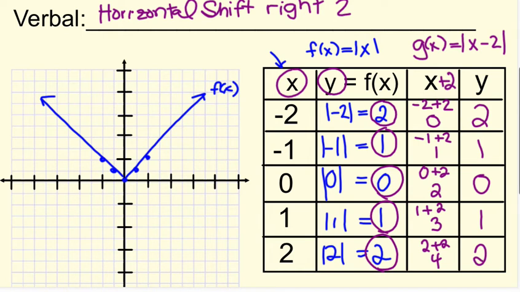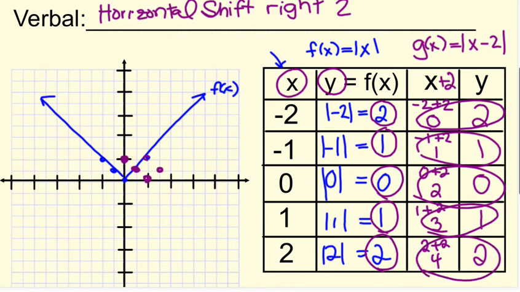So we're graphing these ordered pairs. So the first one is over 0 up 2. Next one is 1, 1. Next one is 2, 0. Next one is 3, 1. And then the last one is 4, 2. So now there is our new graph shifted to the right 2 units from our first parent function.